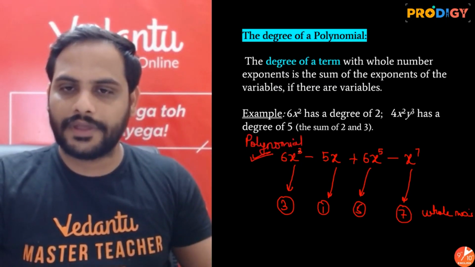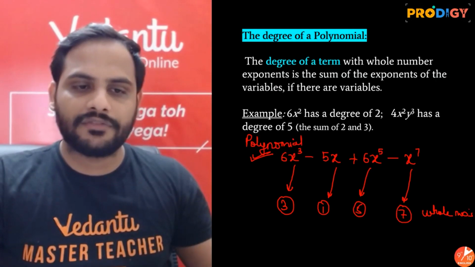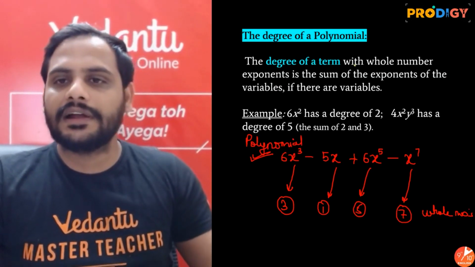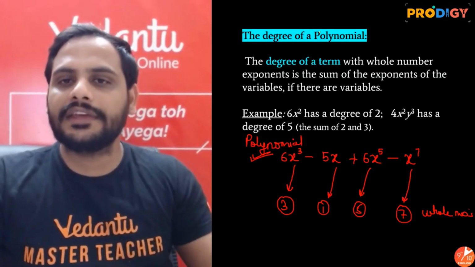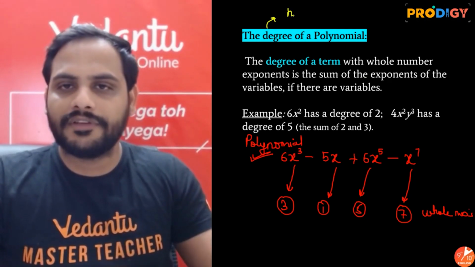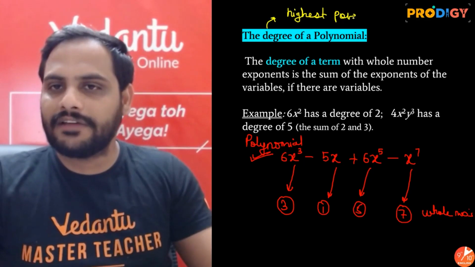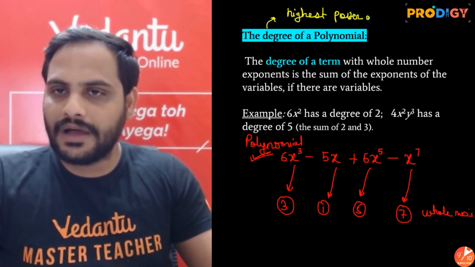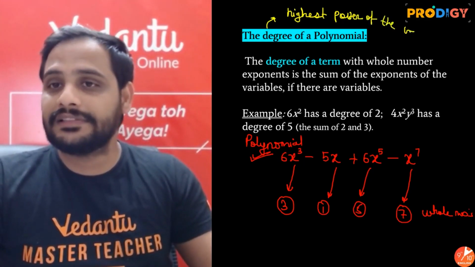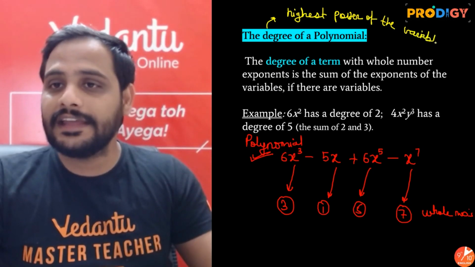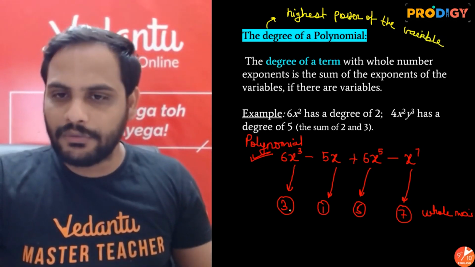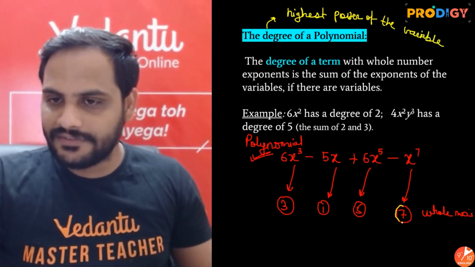Okay, now let's talk about degree. So beta, what is degree? Degree is the highest power of the variable. In the given polynomial, whatever is the highest power of the variable, that will be called the degree of the polynomial. So out of 3, 1, 5, 7, the highest power is 7.